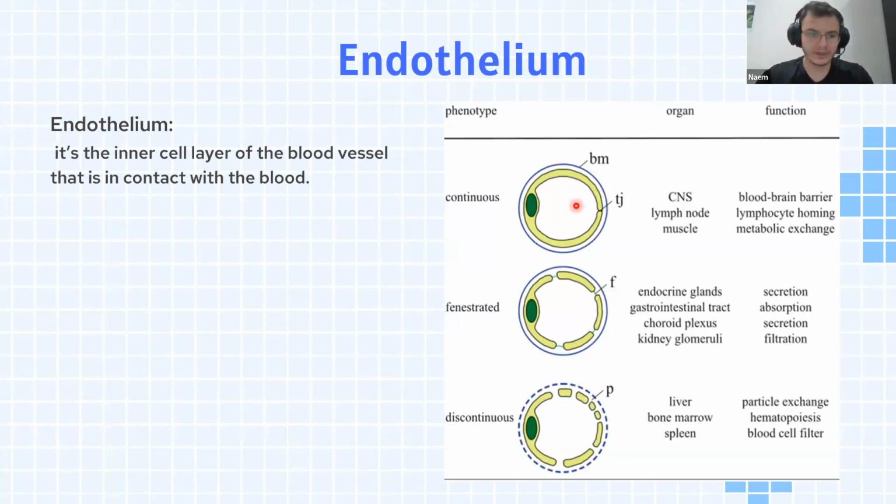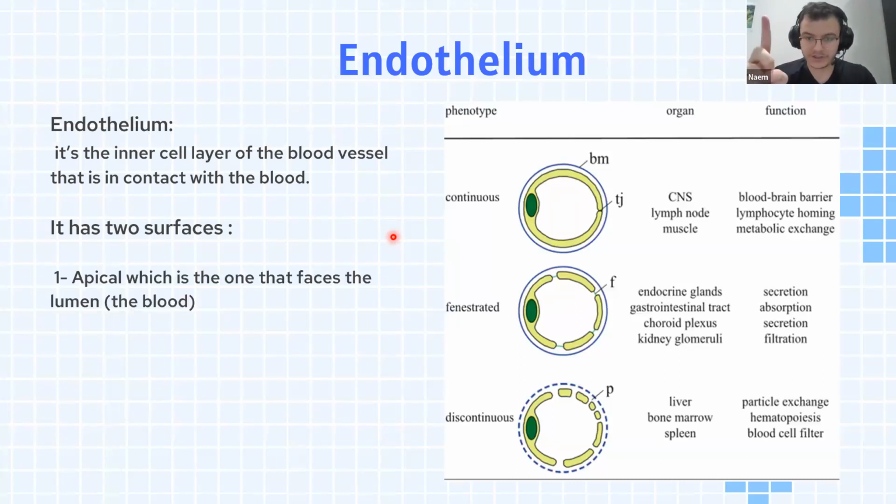Okay, simple and clear. Second, it has two surfaces. Very important concept. The first one is the apical surface, which is the surface that faces the blood, faces the lumen, aka in direct contact with the blood, which is this one. You see this surface, the surface that is directly touching the blood, where the blood can basically touch the surface and go through it.